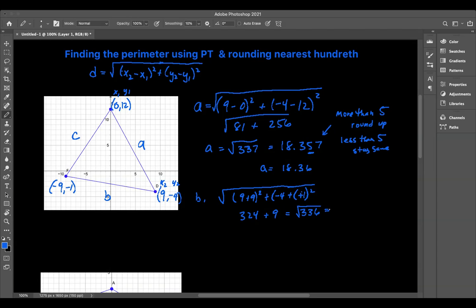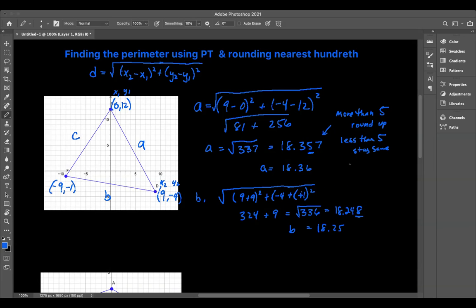Now if I do the math out on that one, I'm going to get 18.248. Then look at this number right here. If it's more than 5, which it is, we're going to round up. So the value of B is going to be 18.25. Just like that.